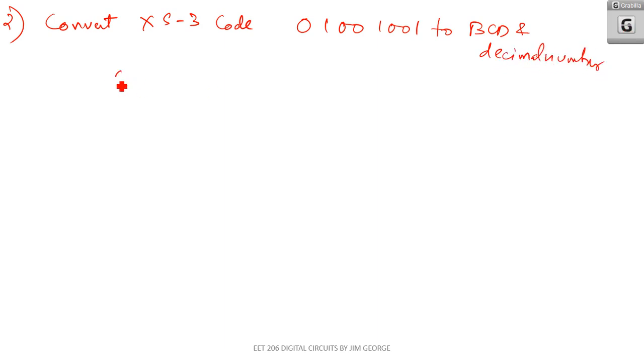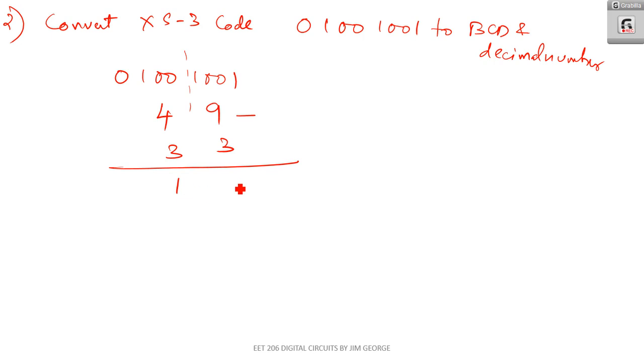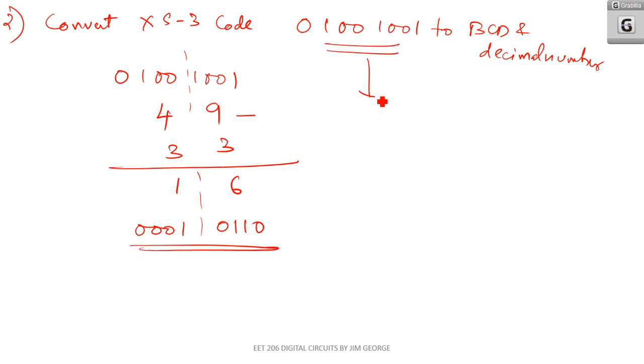Okay. So you can take it into 4 bits. 0100 1001. Divide it into 4 bits. What is 0100? It is 4. 1001 is 9. Subtract 3 from each. So what do you get? This is 1 and 6. Now take the corresponding BCD code. It is 0001 and this is 0110. Okay. So if this is the XS3 code, the corresponding decimal number is 16 to the base 10. Hope you have understood how you are converting an XS3 code to a decimal number and finding the BCD equivalent of the corresponding decimal number.